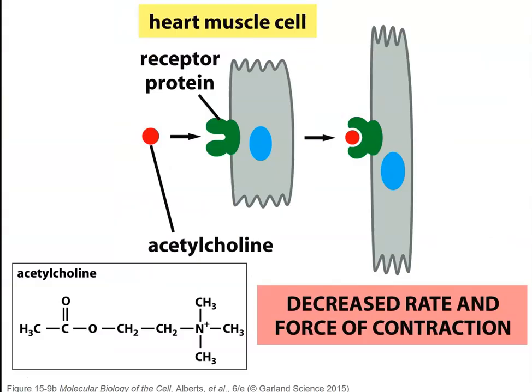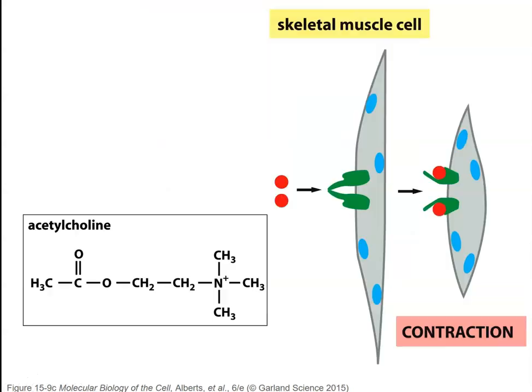So acetylcholine, for example. Here's the structure of acetylcholine, and again, it's shown as this red circle. If this is a heart muscle cell, then the acetylcholine binds to its receptor, and the response in the target would be a decreased rate and force of contraction in the heart muscle cell. But that same ligand, that same agonist, acetylcholine, when it binds to a skeletal muscle cell, will open up a gate and cause the muscle to contract.